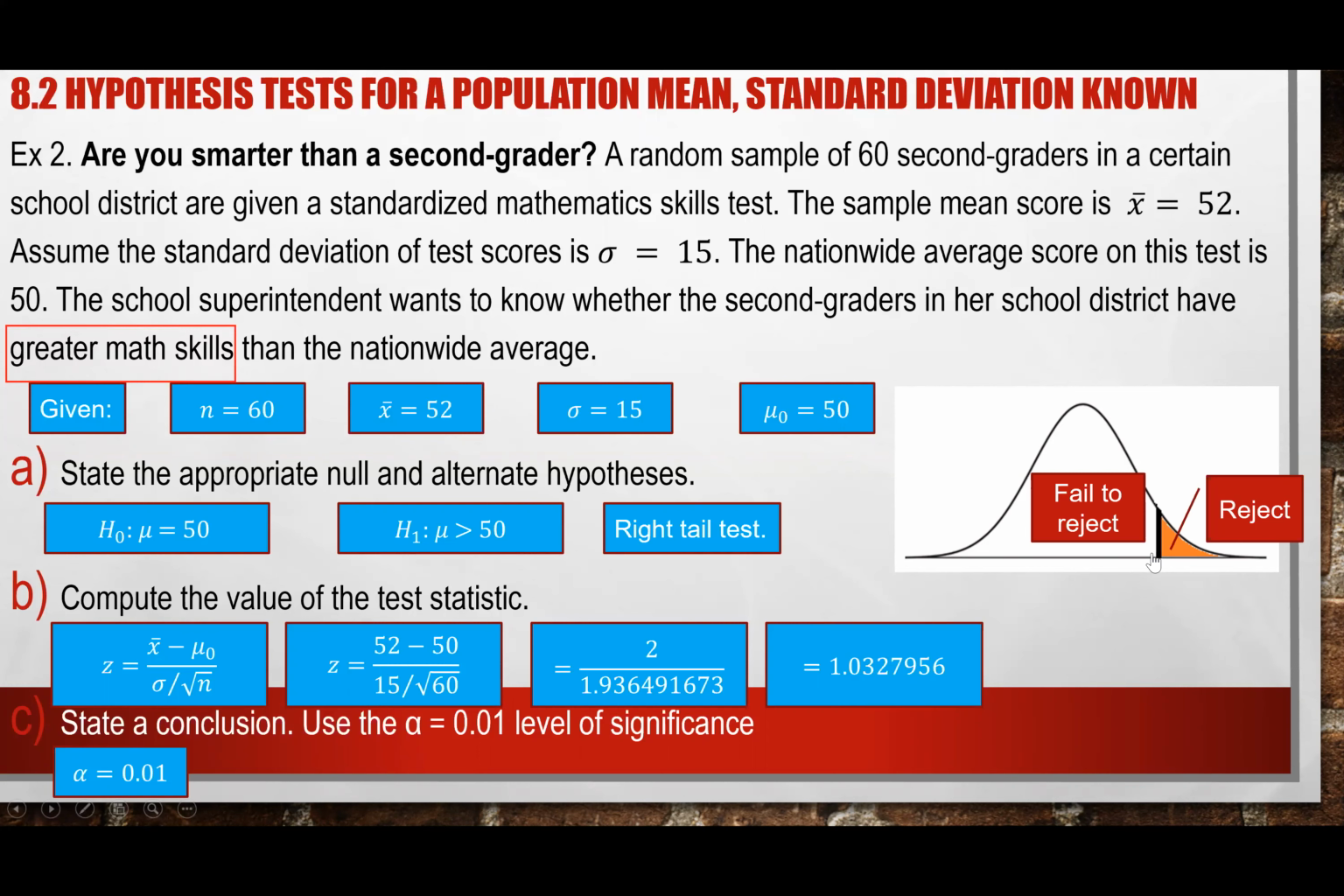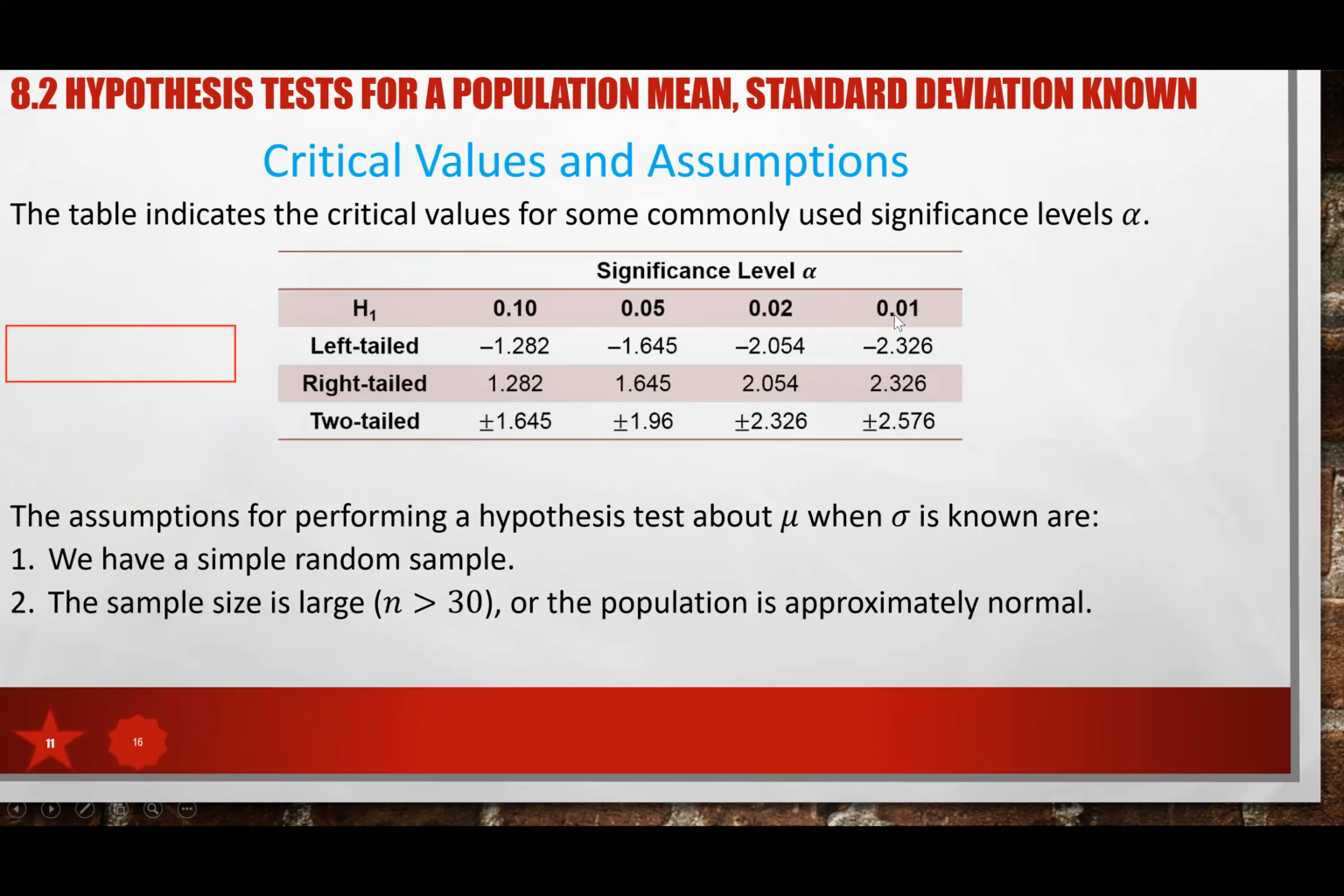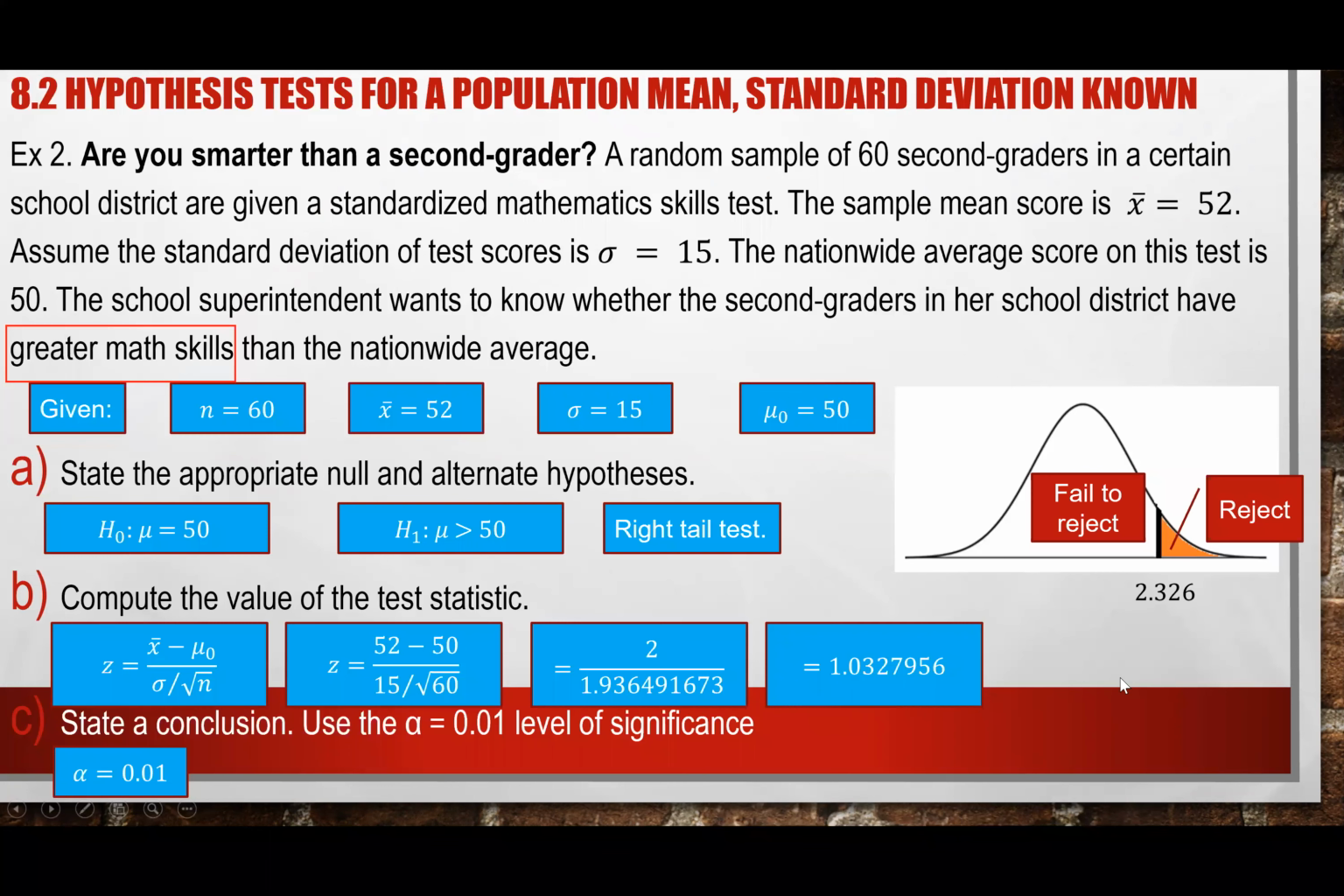And now, what is this boundary? If you go back to this table here, they ask us for 0.01 as your level of alpha, and the right tail test tells us that it's positive 2.326. Everybody see that 2.326 will be my critical value, which is my boundary.